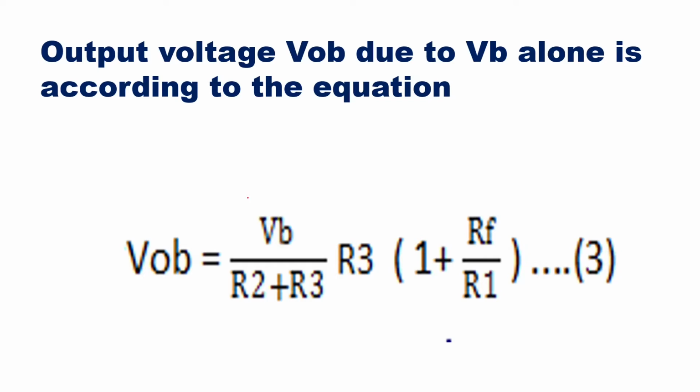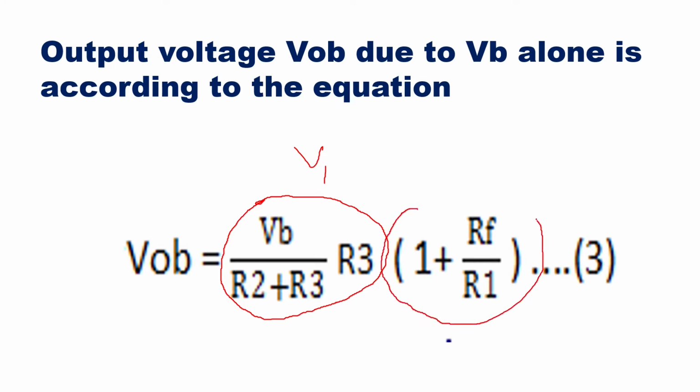Then the output voltage VOB. Now for VOB, what will be the output voltage due to VB alone? Here VOB is equal to V1, which is what we have proved, multiplied by the gain of the non-inverting amplifier. This is 1 plus RF upon R1. So this is the gain of the non-inverting amplifier.